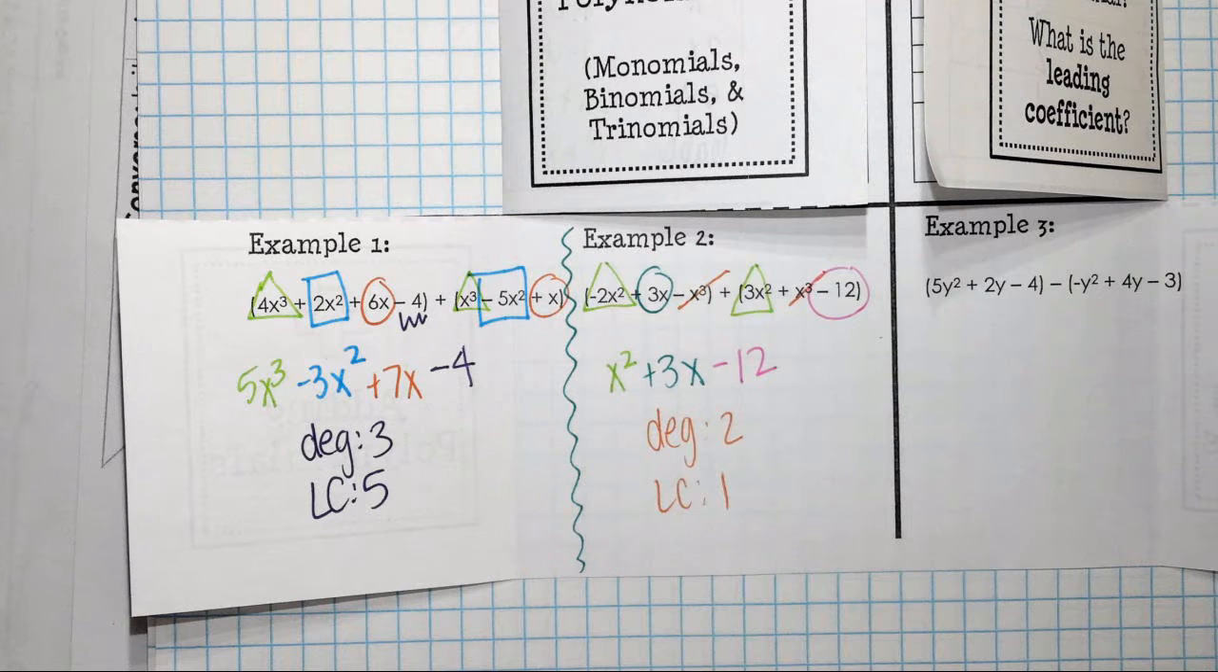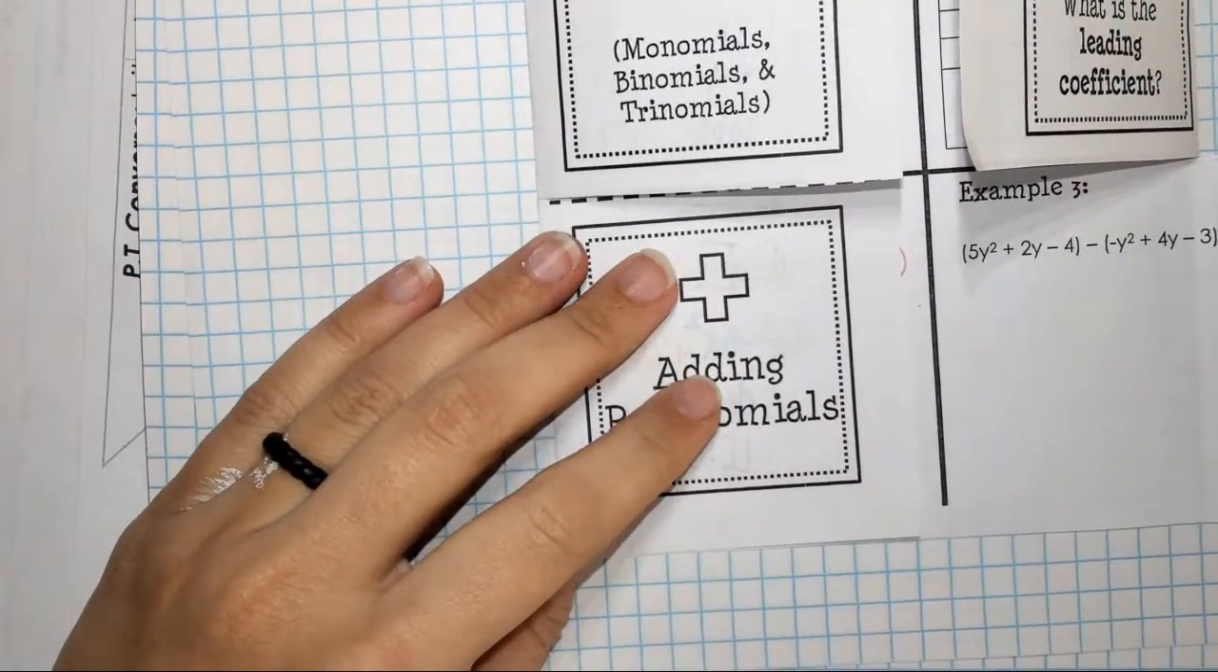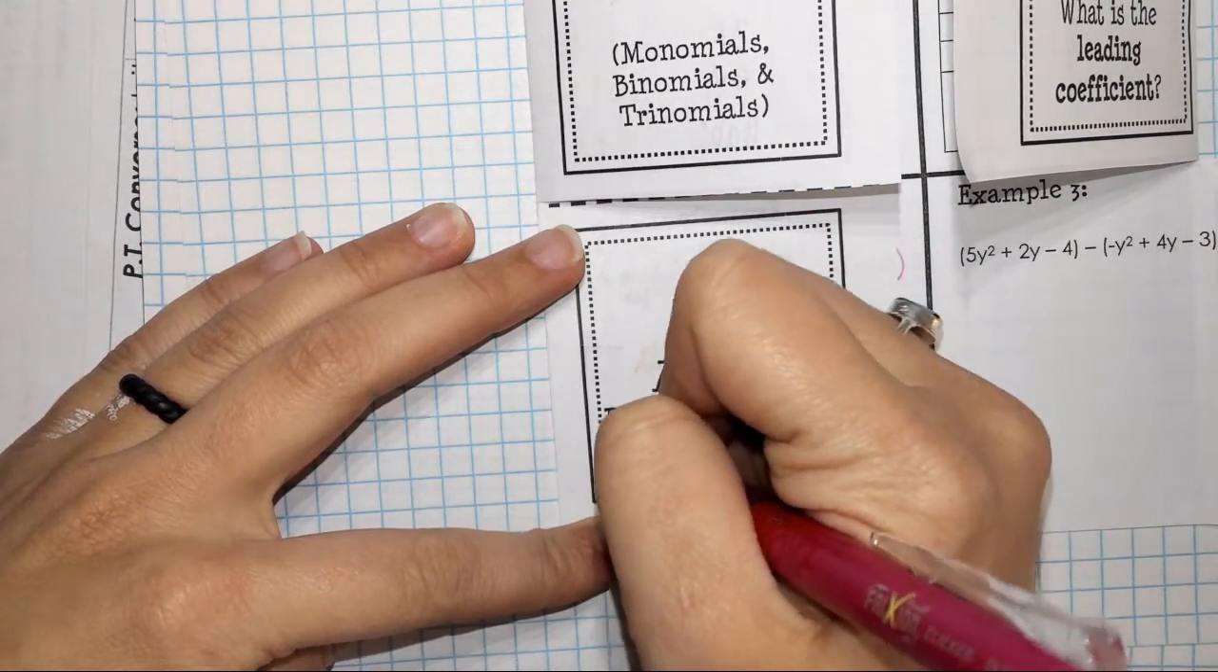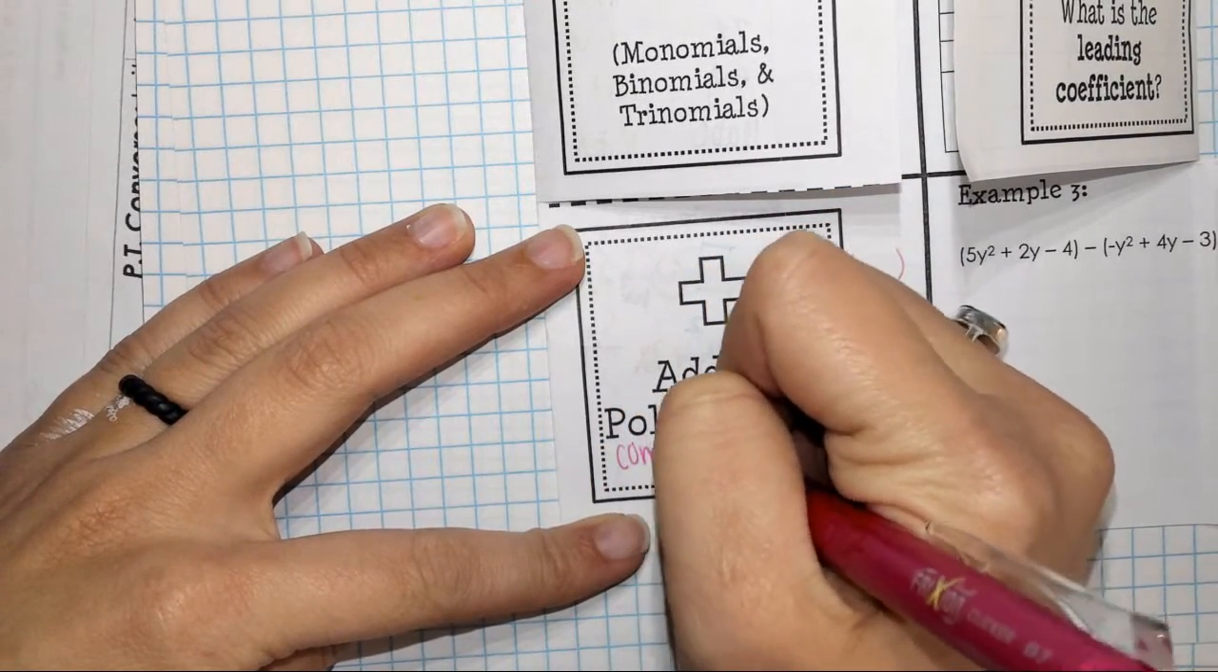So, what did we do when we add polynomials? What did we combine? It starts with an L. It's 2 words. What did we combine when we add polynomials? Like terms. Good. Alright, write that on the front. Yes, combine like terms.